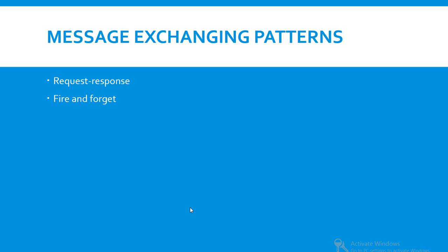Request response, and 2. Fire and forget. In a request response pattern, when a source entity, or in other words a service requester, transmits a message to a destination, the service provider, the provider should respond to the requester. This is the most commonly used message exchanging pattern. Upon receiving the SOAP request message, the service provider responds with a SOAP response.